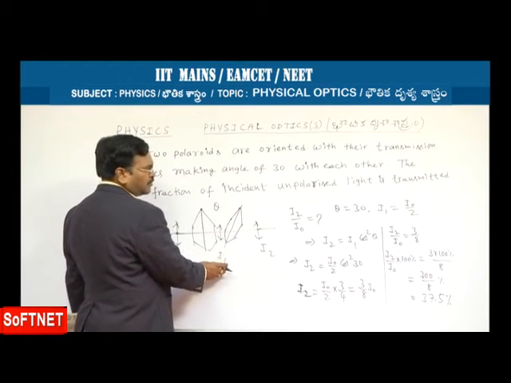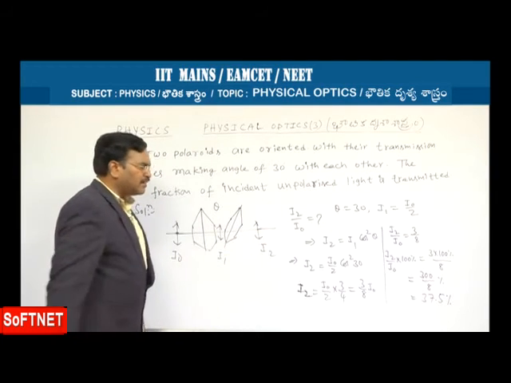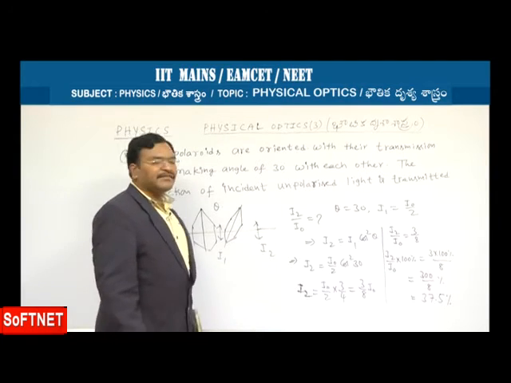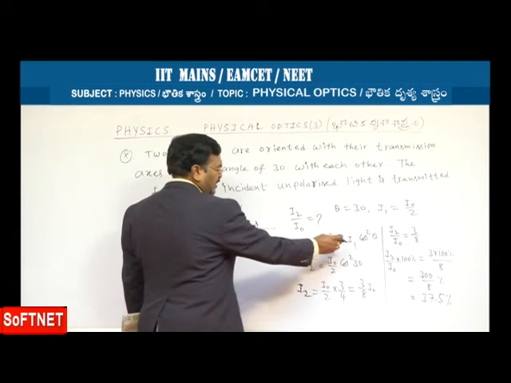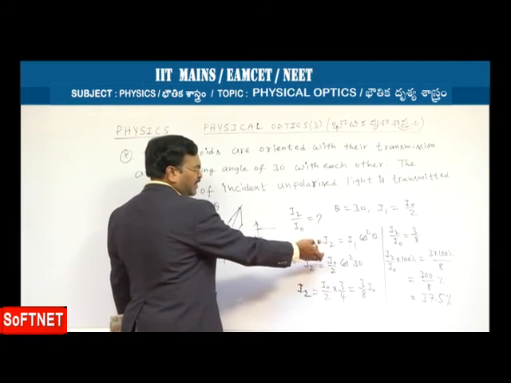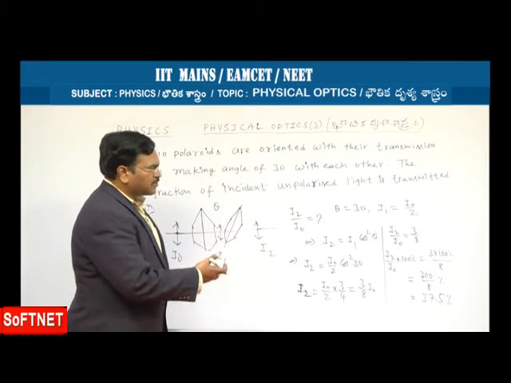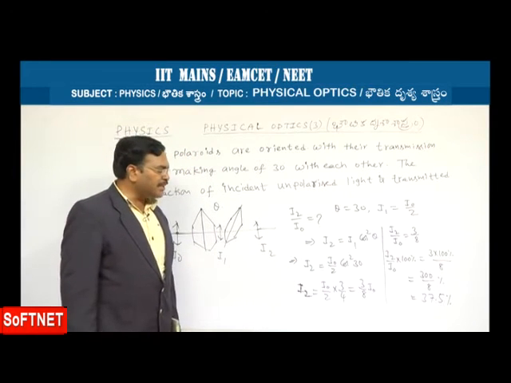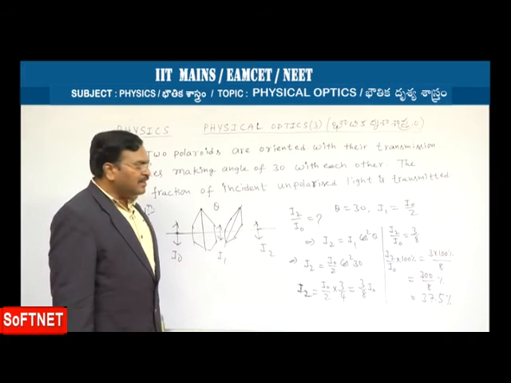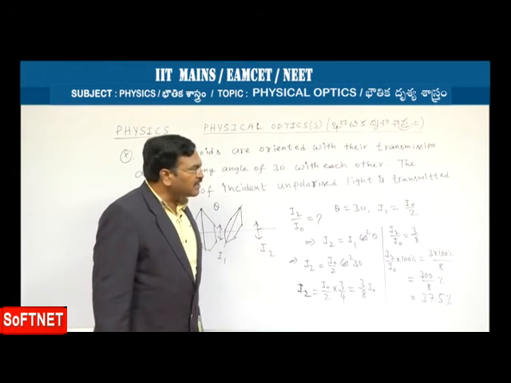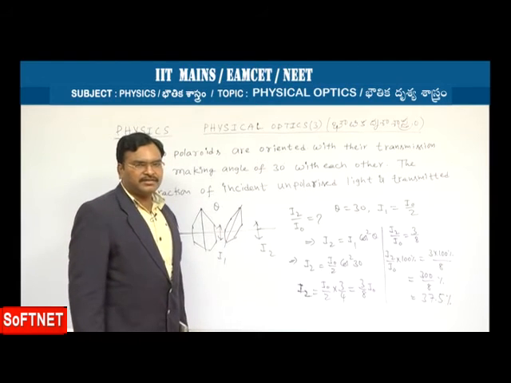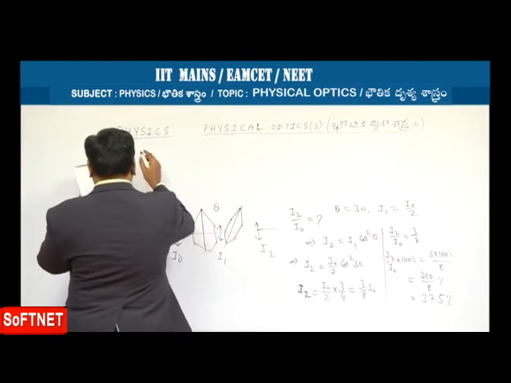I1 value is I naught by 2. I2 value is I1 cos square theta, according to Malus law. I1 value is I naught by 2, substitute now. Cos 30 is root 3 by 2, so cos square 30 becomes 3 by 4. What are we getting now? 3 I naught by 8. So the answer is 37.5%.